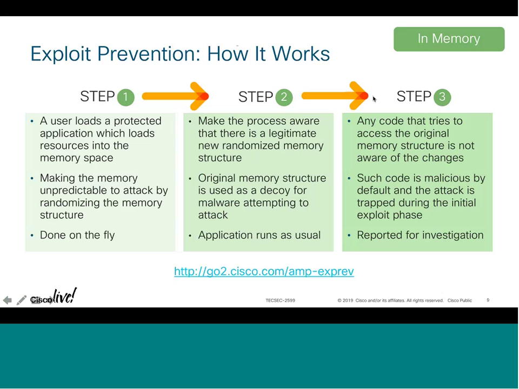In a sense, exploit prevention is really setting up an in-memory honeypot, because once you've done the memory reallocation, the only things that could possibly be accessing the original space are illegitimate things.